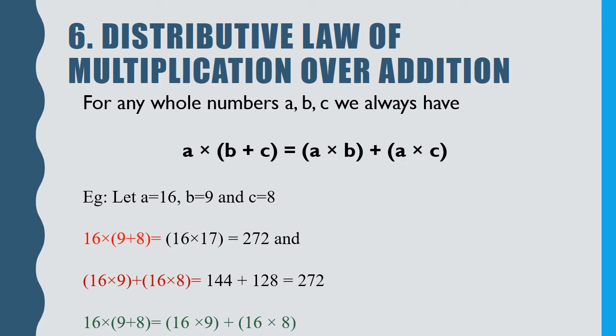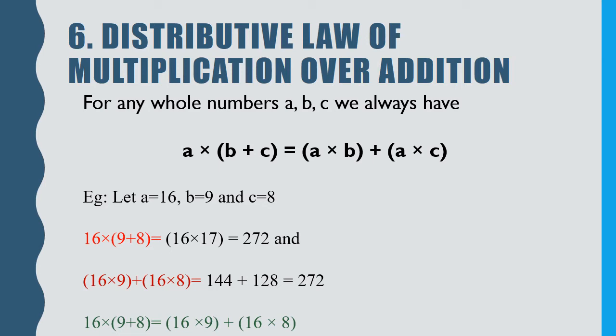You see an example to verify this particular property, that if we are using this one, is it correct or not? We are taking A equals to 16, B equals to 9 and C equals to 8. First we will solve the left hand side, which is A multiply bracket B plus C. We are writing 16 multiply 9 plus 8. Obviously we will first solve the bracket. So 9 plus 8 comes out to be 17. We multiplied 16 and 17 and we got the answer 272.